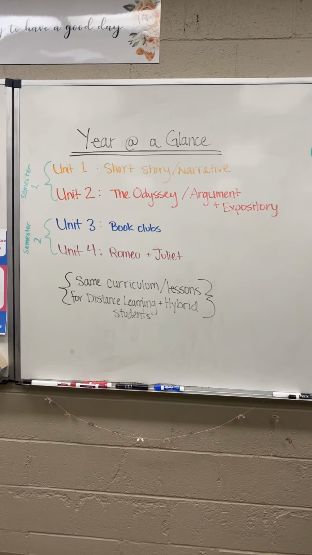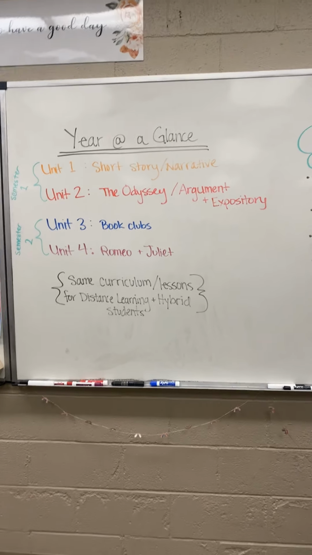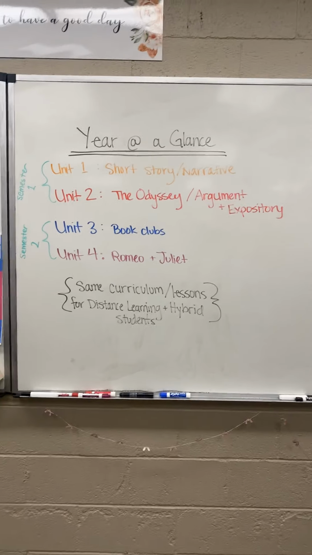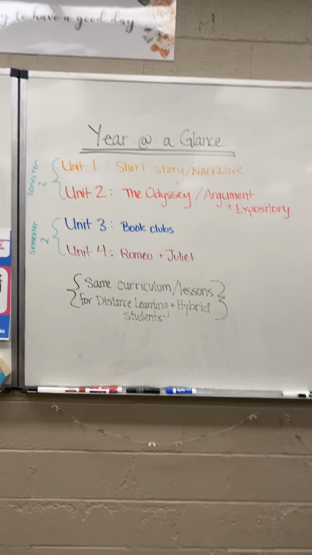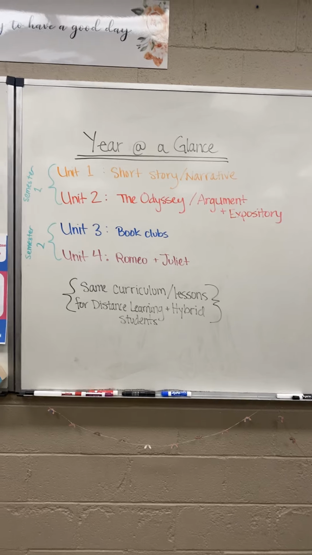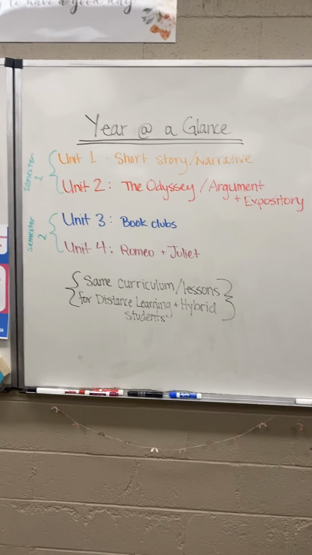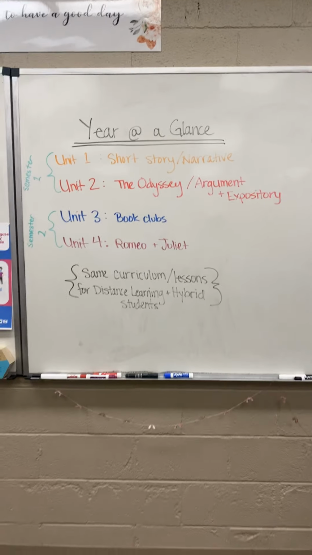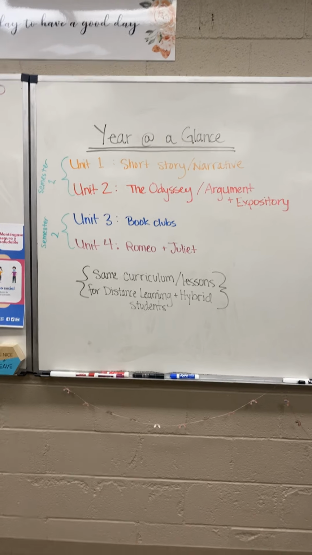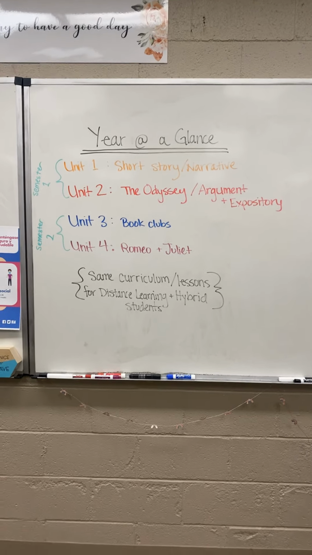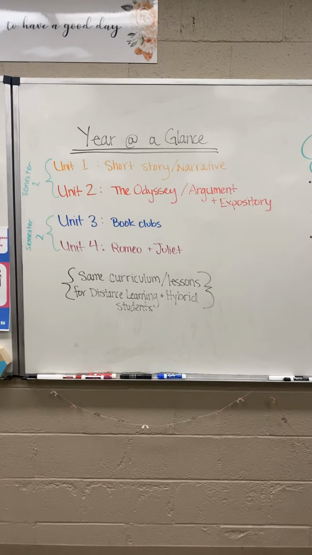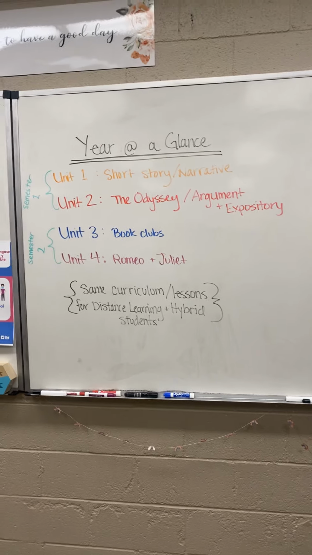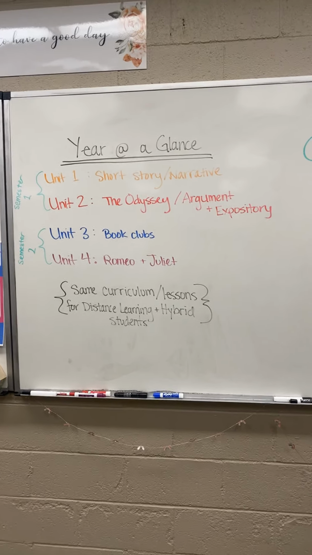For Unit 2, we'll be reading The Odyssey by Homer. It's an epic poem, has a lot of Greek mythology elements, and the writing types that we'll be focused on for that unit are argument and expository. Semester 2, we have a book club unit. Those titles are to be declared. And Unit 4, we will be reading the famous Shakespeare play, Romeo and Juliet. Probably my favorite thing we read all year. Super excited for that. So those are our 2 semesters at a glance.